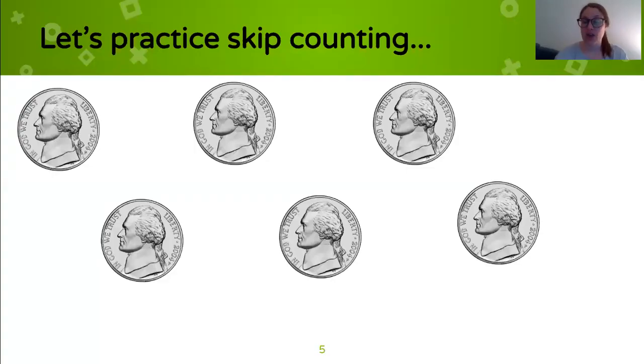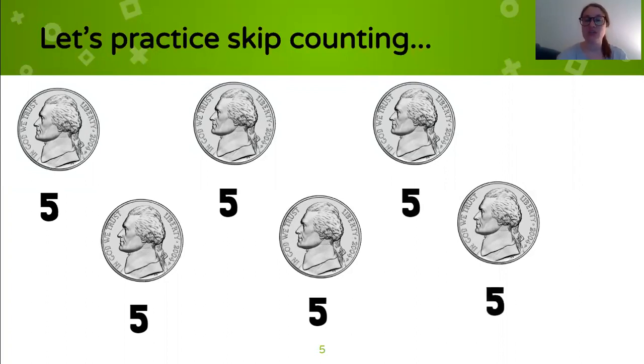All right, let's go ahead and practice skip counting with our coins. So this coin here is a nickel, and it is worth how much? Great, 5 cents. So we're gonna skip count each nickel by 5s because each one is worth 5 cents. So let's go ahead and skip count. 5, 10, 15, 20, 25, 30. So what is the total value of coins we have here? That's right, 30 cents.